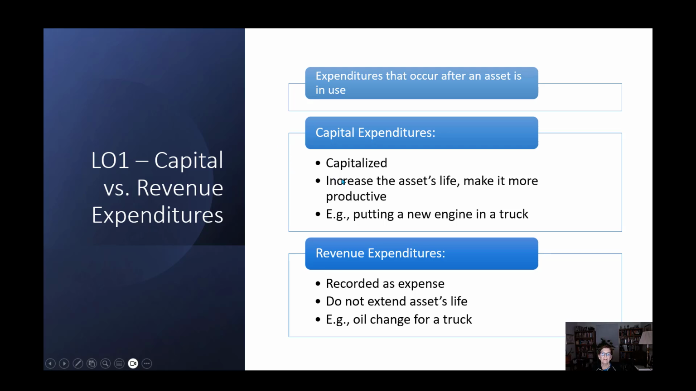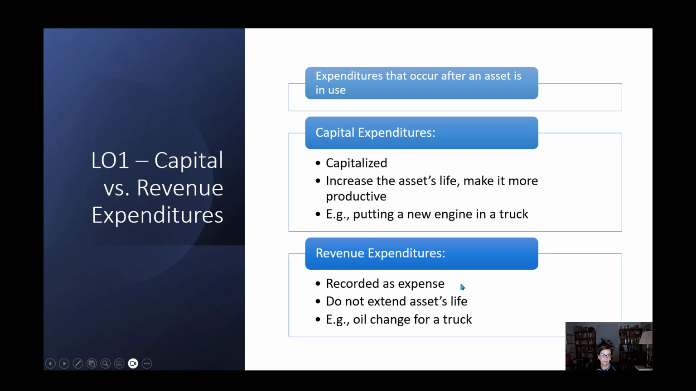A capital expenditure is one that is capitalized, and by capitalized, that's what we were just looking at with cost. That means the amount of money that we debit to the asset account. Capital expenditures increase the asset's life or make it more productive. An example would be your delivery truck dies and you have to put a new engine in. The cost of the new engine is going to be probably a few thousand dollars, right? That would be debited to the asset, so debited to the equipment account.